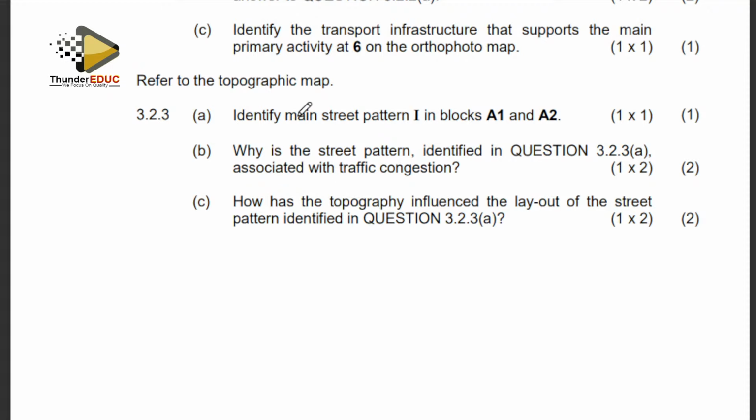They say identify the main street pattern. When you talk about street pattern, what comes to your head? We remember we have the grid, we have the planned, we have the irregular. So in that sense, they want you to identify the main street pattern there.